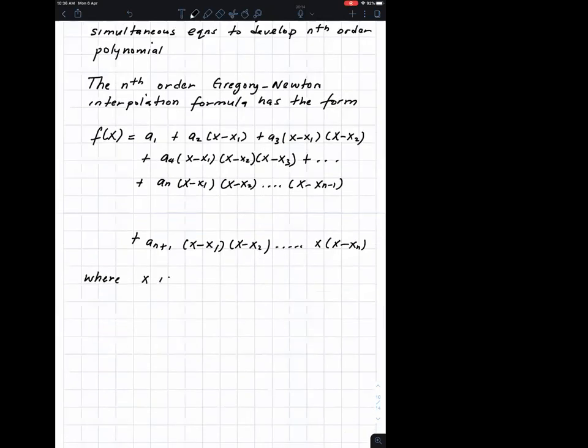X is the independent variable. Ai for i equals 1, 2, ... n plus 1 are the unknown coefficients.